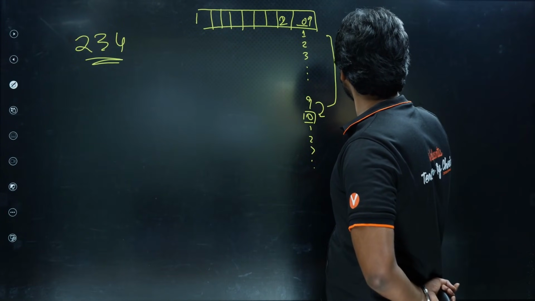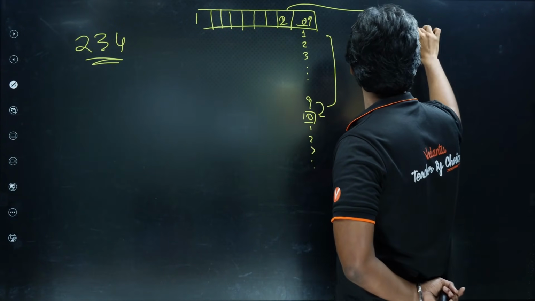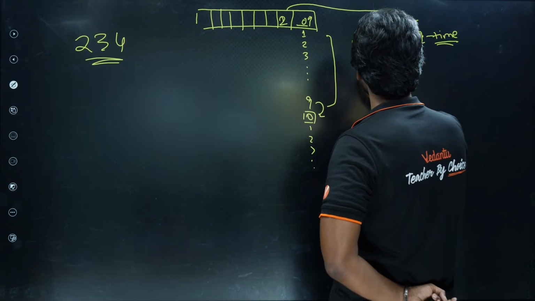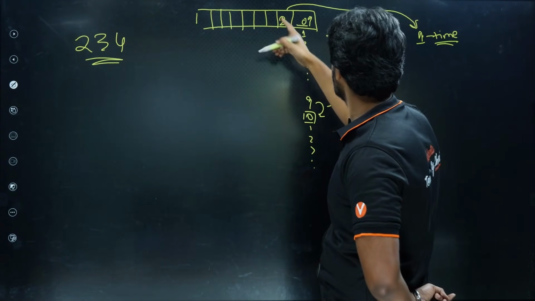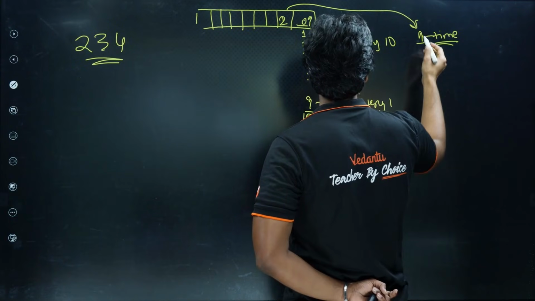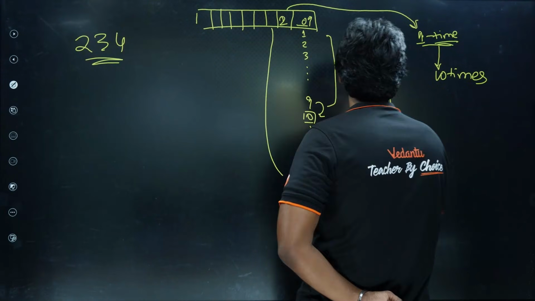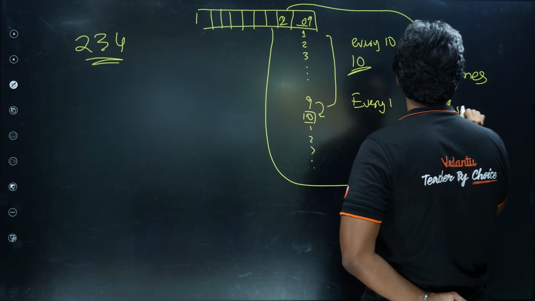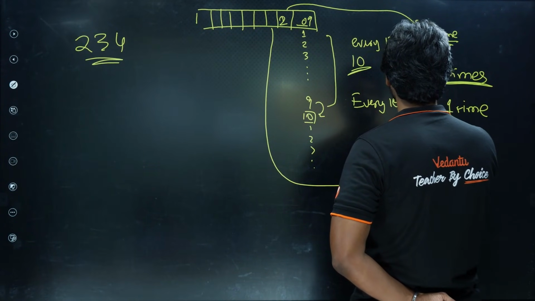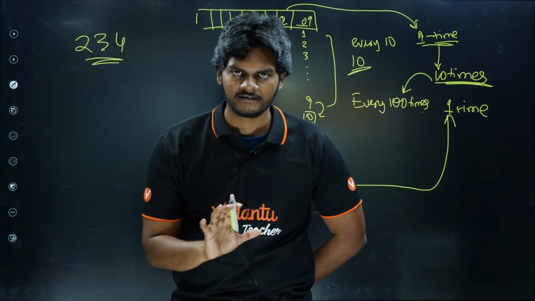Every 10, this revolves once. Every 10 times this revolves once. Every 100 times, so every 10 times this revolves, this is going 10 times, this place will go once. When does this go 10 times? This is going 100 times. Right, because we have 10 characters, I want to underline that fact.